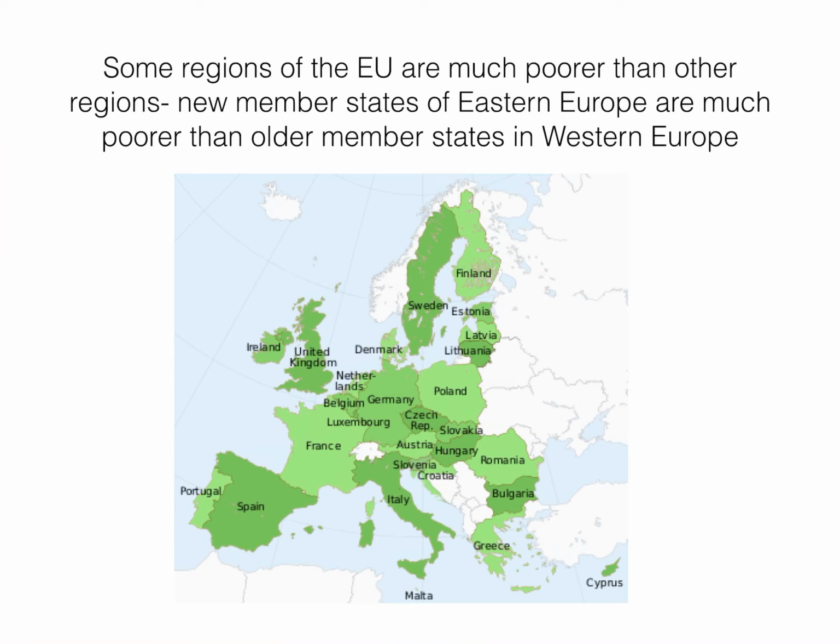So some regions of the European Union are much poorer than other regions. We all don't have the same amount of wealth. New member states of Eastern Europe are much poorer than older member states in Western Europe. So what have we now? About 27 member states. We're not all equal in wealth. We all don't have fantastic economies. Really, if you look at it, the older members generally have the most wealth and are most prosperous. The newer members are much harder off and their economies aren't as strong, okay?